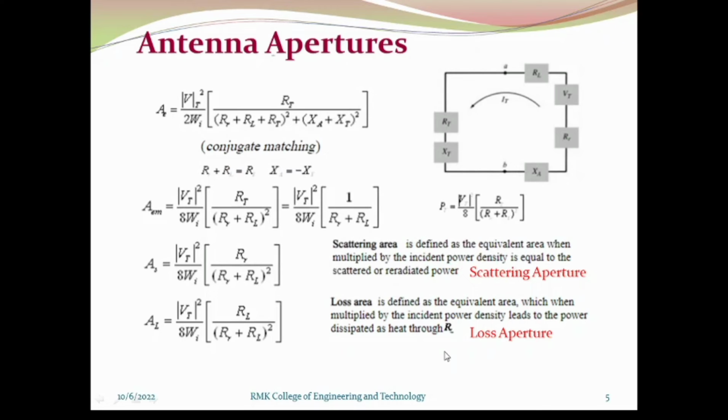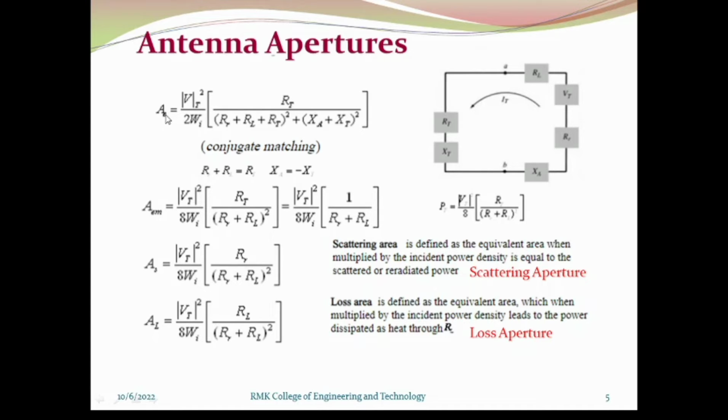Antenna aperture can also be calculated by taking the actual antenna impedance values along with the voltage and the power density of the transmission. The first equation is for effective aperture. The formula is equal to the voltage squared by 2 times the power density, multiplied with RT by (RR plus RL plus RT) whole squared plus the reactance of the antenna and transmitter part whole squared, right? Now we are going to calculate the maximum effective aperture.